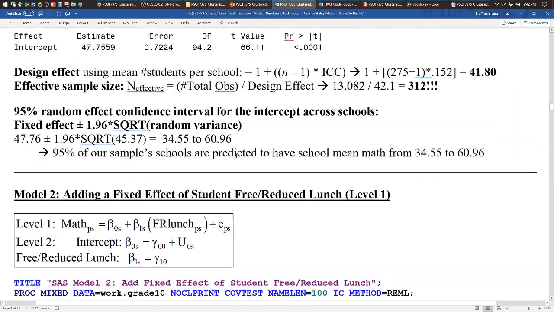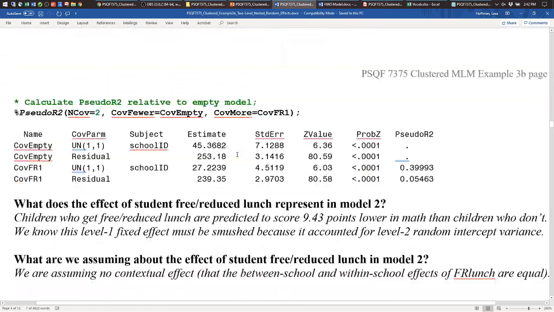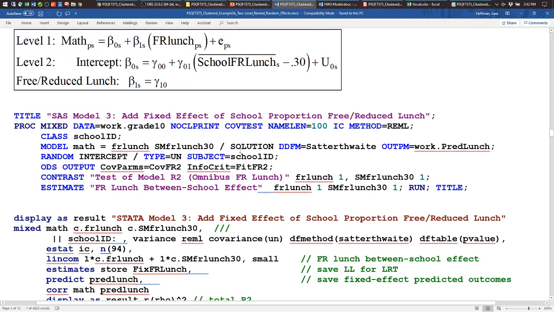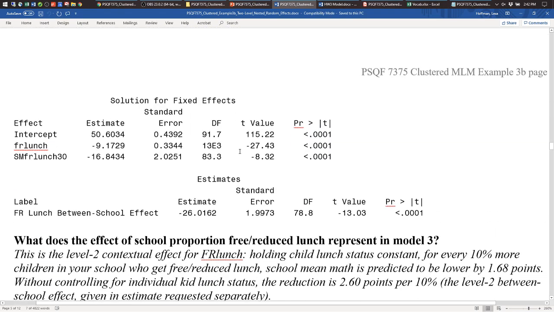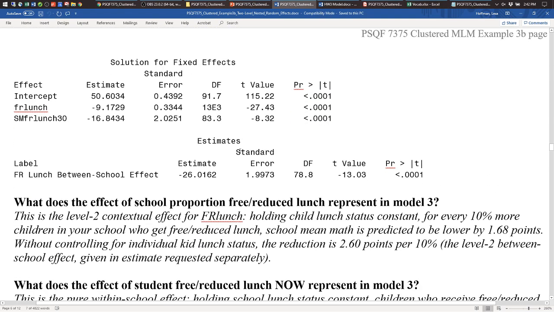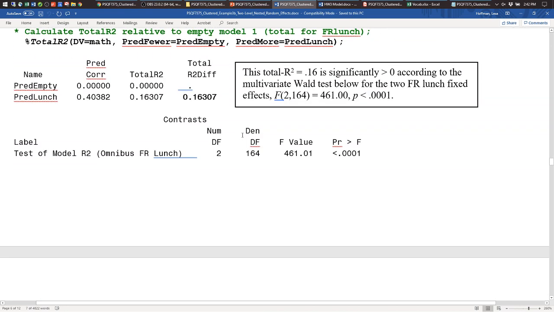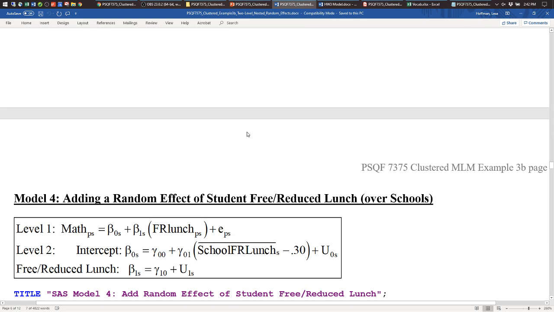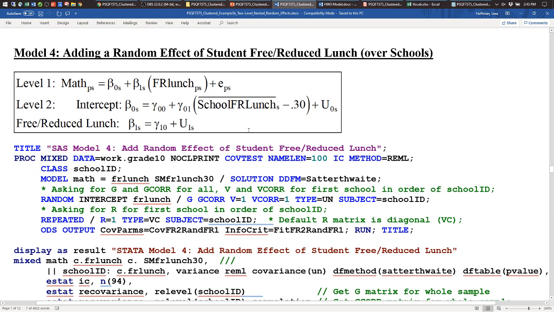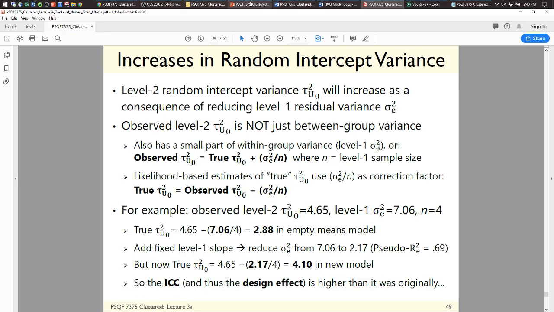So then we added some predictors. We had the smushed model, which we're going to skip. We added lunch at the school level and at the individual level. So school level lunch accounted for random intercept variance. Individual level lunch accounted for residual variance. And then we added a random slope. Now it gets interesting. Not that one.